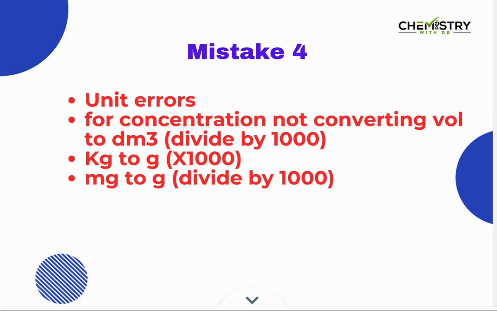The fourth mistake is unit errors. Concentration always has to be given as mol per dm³. So if you are given the volume in cm³, you must divide by 1000. If something is given in kilograms, you have to convert into grams before you find the moles. Similarly, if the data is given in milligrams, you divide by 1000 to get the data in grams.